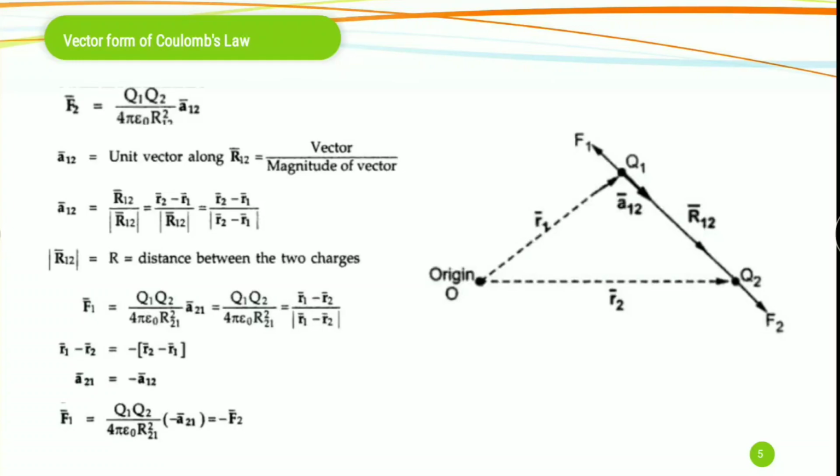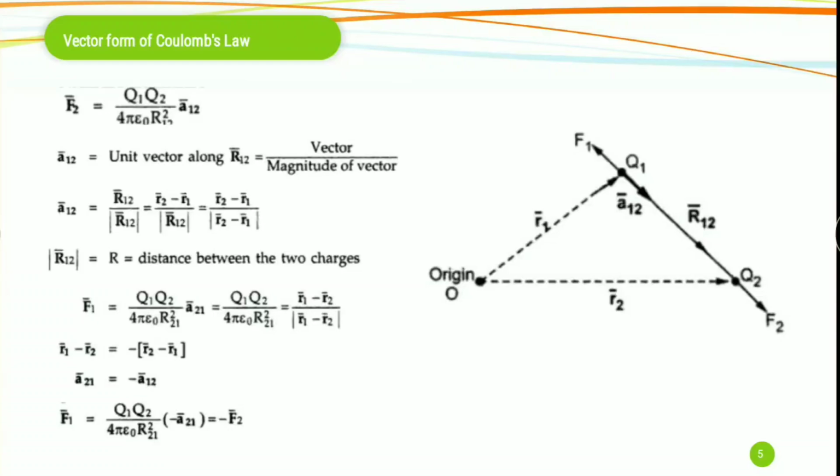Now, let us assume an origin O. It is at a distance R1 from the charge Q1 and R2 distance from charge Q2. Now these are the two vectors R1 and R2. The resultant of these two vectors is simply equal to R2 minus R1 or R1 minus R2, depending upon the direction. So this R1 minus R2 value is equal to R bar 12.